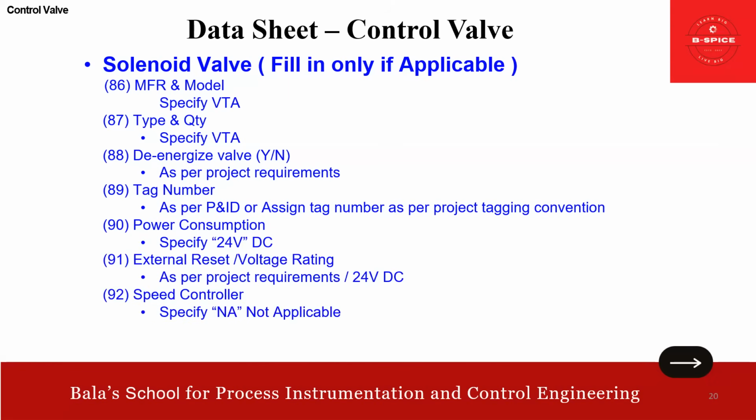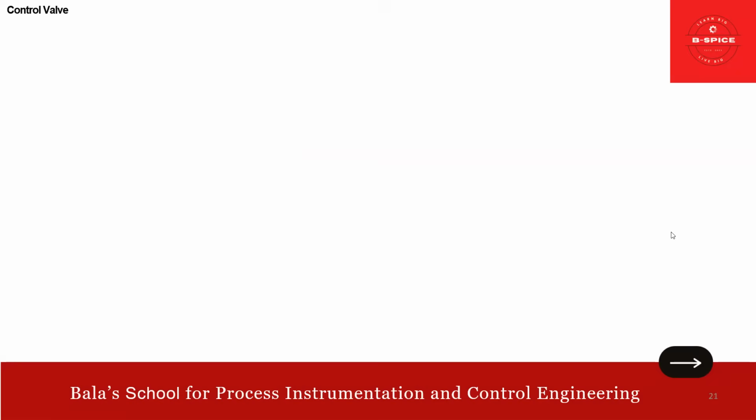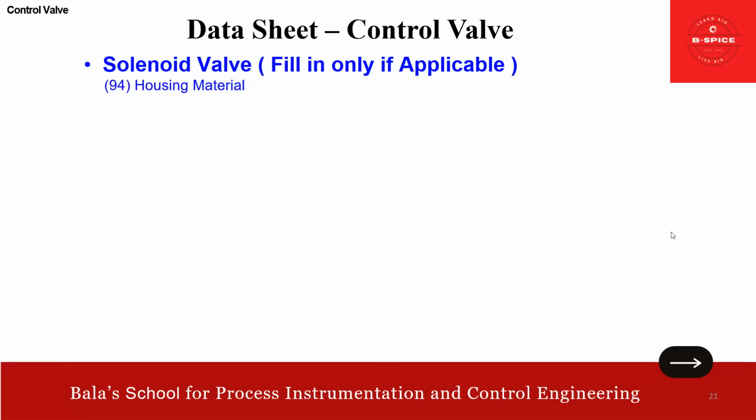Then speed controller, not applicable. Certification and IP rating, of course, is again in line with EXIA, EXIB, all these stuffs. And you have to put the IP rating, for example, as this one. So that's it about the solenoid, and a few more contents also there.